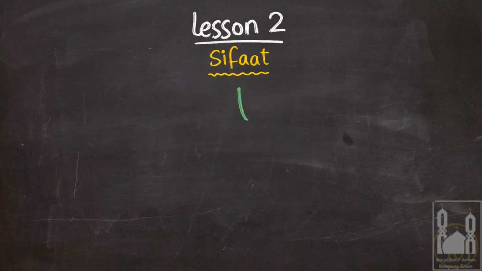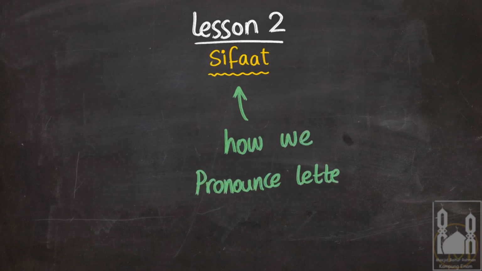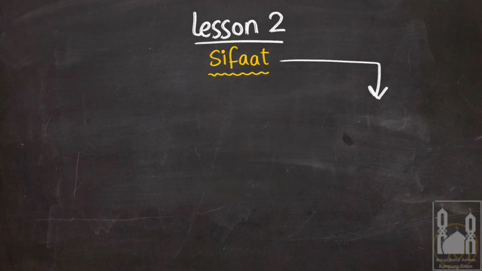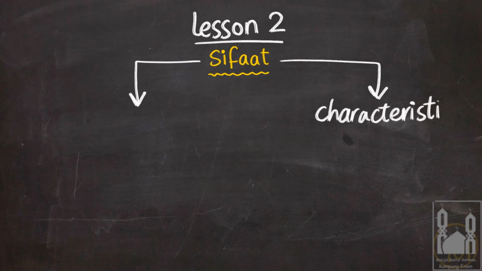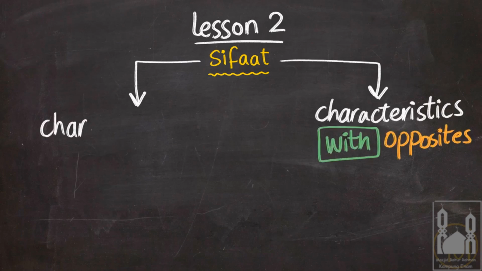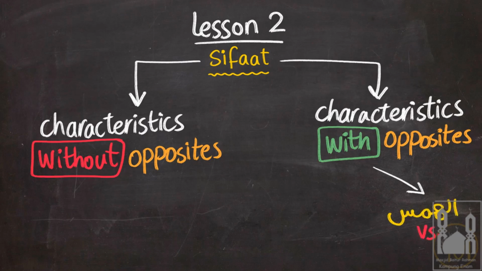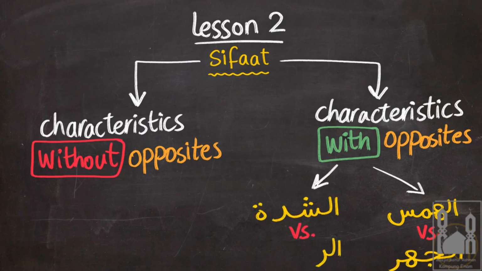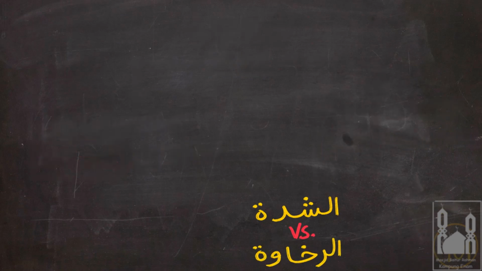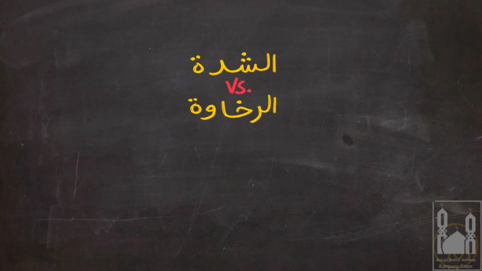Last lesson we learned that Sifat is the way we pronounce letters and that there are two types of Sifat: Sifat that have opposites and Sifat with no opposites. We started with the Sifat that have opposites and covered the first pair, which was al-hams versus al-jahr. Today we move on to the second pair, and it is الشدة versus الرخاوة. So let's get started with الشدة.